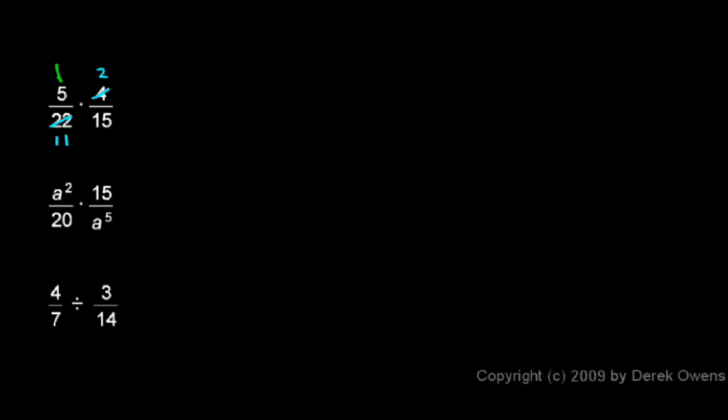And then I see the 5 and the 15 here. Those are both divisible by 5, so I'll do that. When I divide that by 5, it just becomes a 1, and divide the 15 by 5, and it becomes a 3. And now, when I do my multiplication, I'm just doing 1 times 2, which is pretty easy, over 11 times 3, which is pretty easy. So I end up with 2 over 33. And I'm done. And so you see that reducing the fractions simplified the problem.